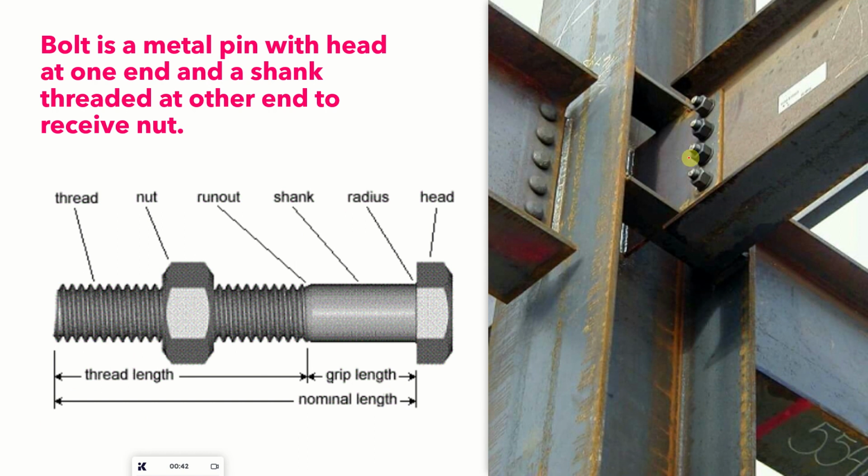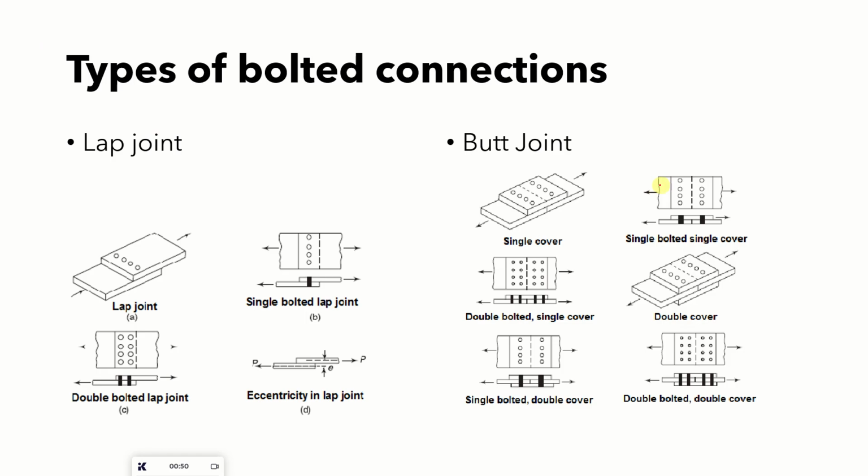Bolted connections are generally used in civil engineering structures, steel structures. So let us see the types of bolted connections. First, the lap joint. Here two plates are overlapped one over the other. There is a single line of bolts, so it is called a single bolted lap joint. And when the bolts are in two rows, it is called a double bolted lap joint.